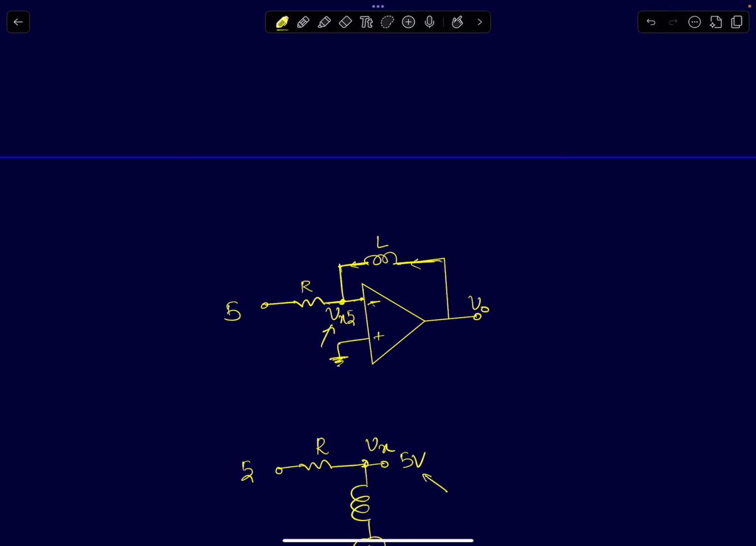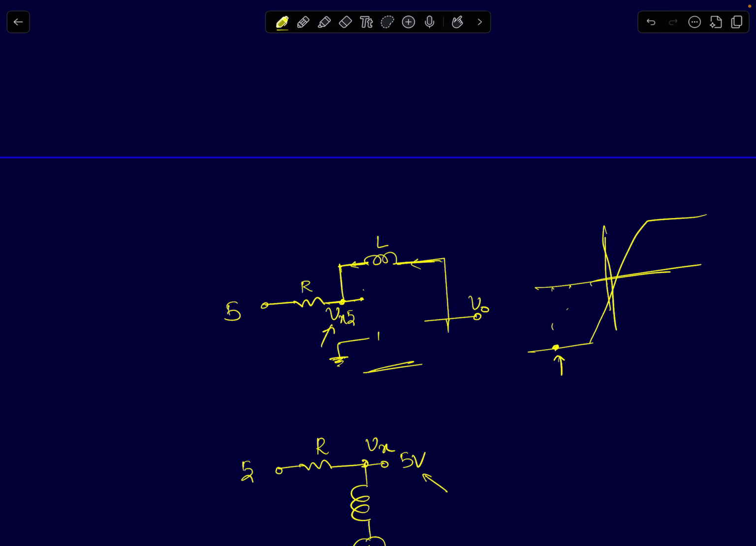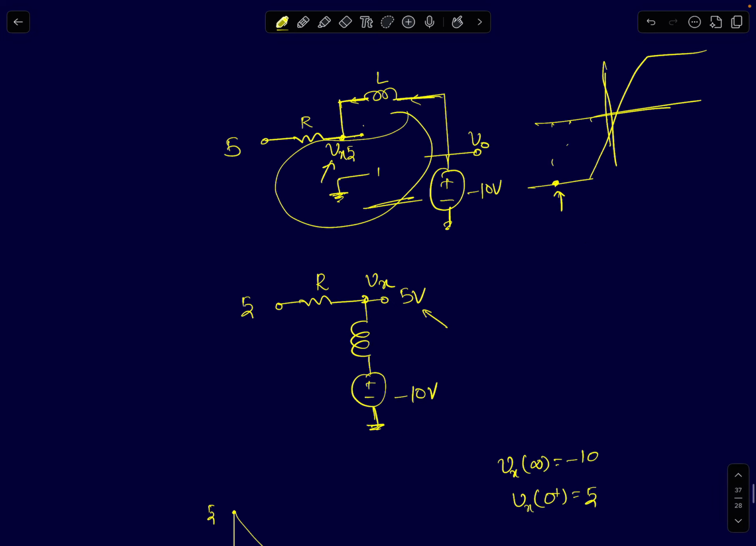So you have a circuit where Vx is at 5 volts right now and the op-amp's output is at minus 10 volts. Even though the op-amp is present, it's in the saturation regime, so in this region the incremental gain is 0. There is no negative feedback action, so I can remove the op-amp and replace it with a voltage source of value minus 10 volts. Now the circuit reduces to a simple series RL circuit, and we'll see what happens to the internal nodes.